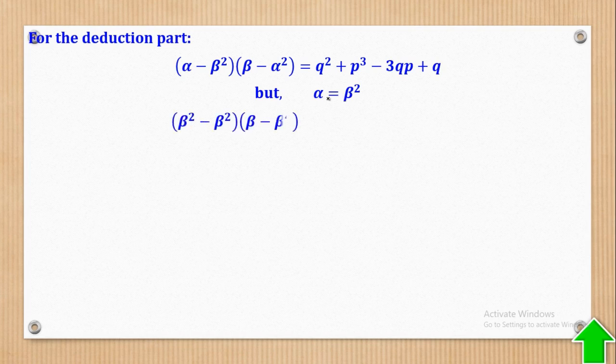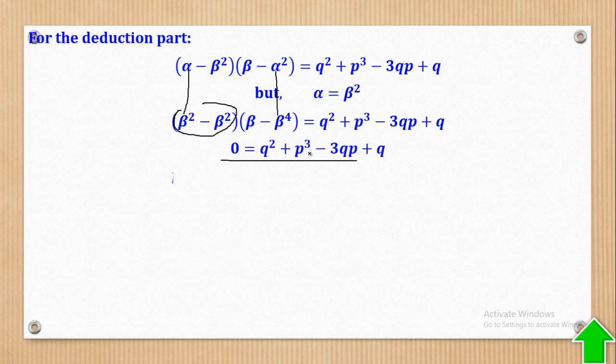Now, when I substitute, I'll come up with this. Where there's alpha, put there beta squared. So from here I realize that beta squared minus beta squared gives you 0, therefore 0 will be equal to this, and when I rearrange, I'll come up with what they wanted.